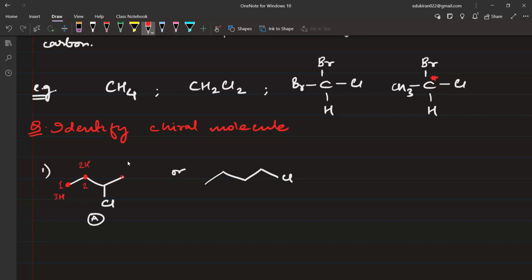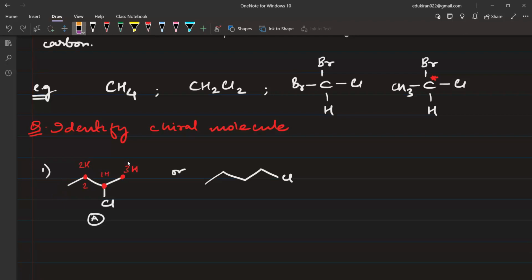Now tell me about this one. How many hydrogens here? 3. Can this carbon be chiral? No. It can never be chiral because it already has the same groups here. Now what about the third carbon atom? How many hydrogens does it have? 1 hydrogen. Now when we see 1 hydrogen, you will wait and see what the groups on this particular carbon atom are.